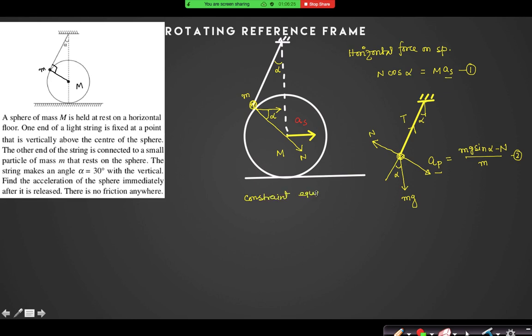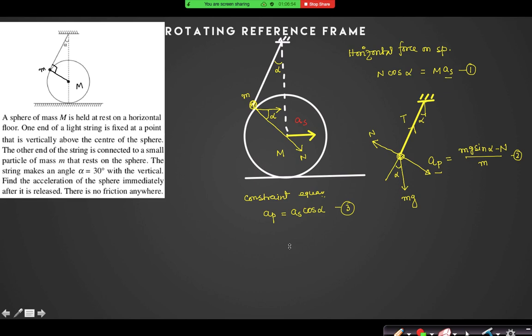AS cos alpha is equal to AP. So we can write the constraint equation as AS cos alpha equal to AP. So AS cos alpha, the component of sphere acceleration along the normal, is equal to AP. Now I can use these equations to find out my answer.